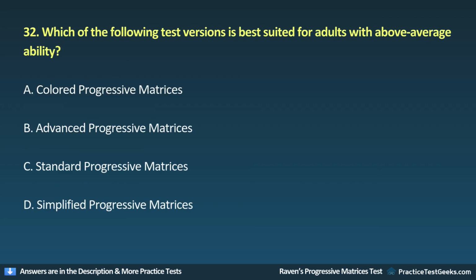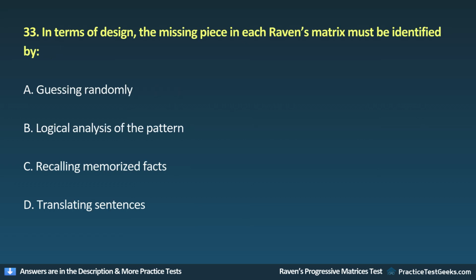32. Which of the following test versions is best suited for adults with above-average ability? A. Colored Progressive Matrices. B. Advanced Progressive Matrices. C. Standard Progressive Matrices. D. Simplified Progressive Matrices.